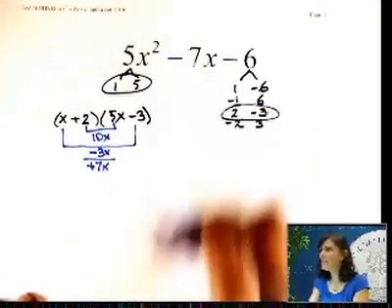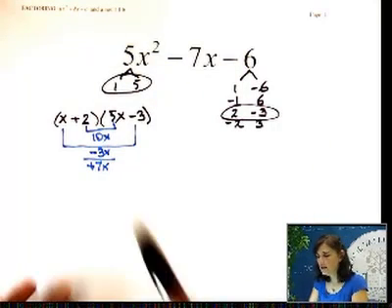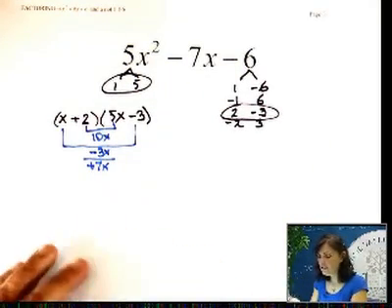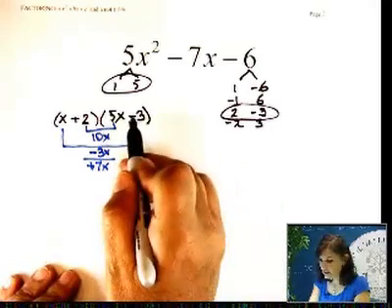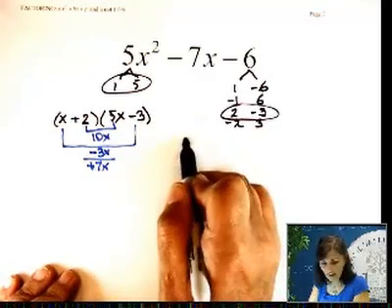Don't say, oh, I got a 7, I'm done. You have to pay attention. This is a positive 7. Then switch the signs around. Instead of negative, put a positive. Let's try that.